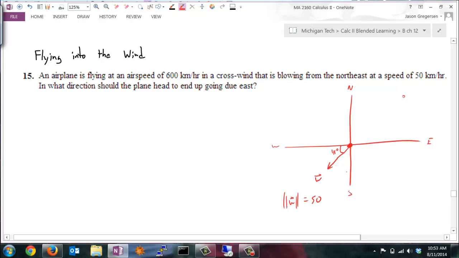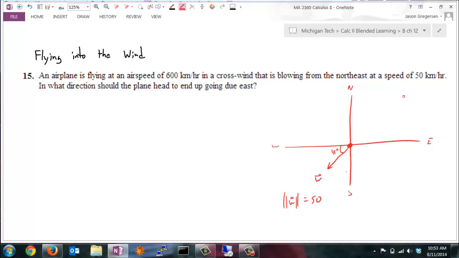Now what about the plane? Well, it says the plane is flying at an airspeed of 60 kilometers per hour. So what is airspeed? Gotta be careful here with the terminology. There is the velocity with respect to the wind and the velocity with respect to the ground.